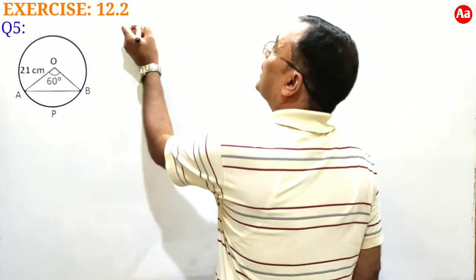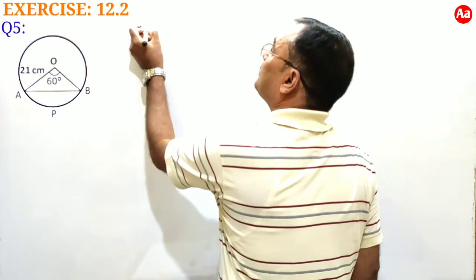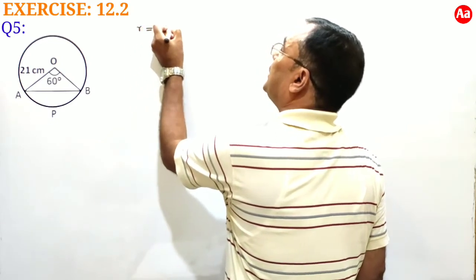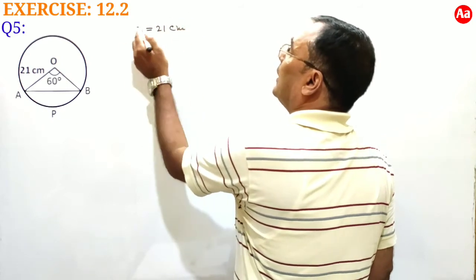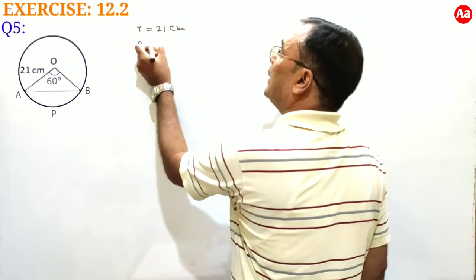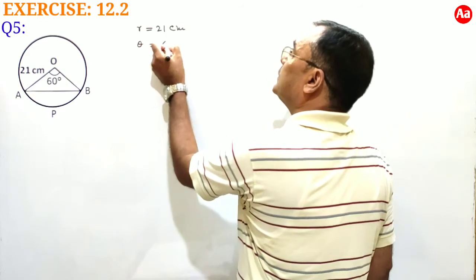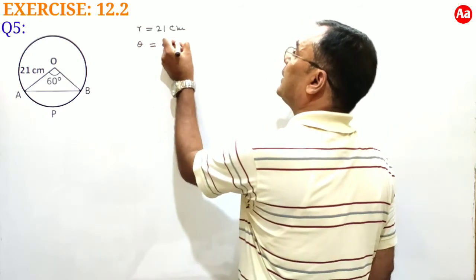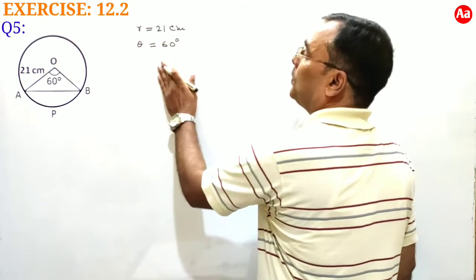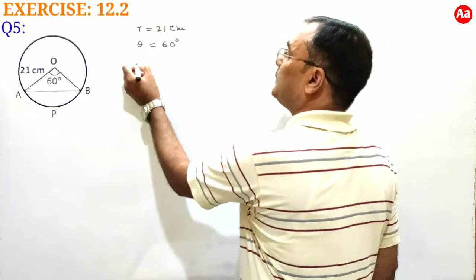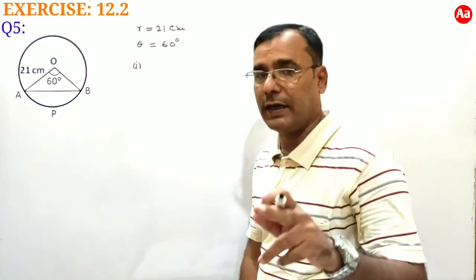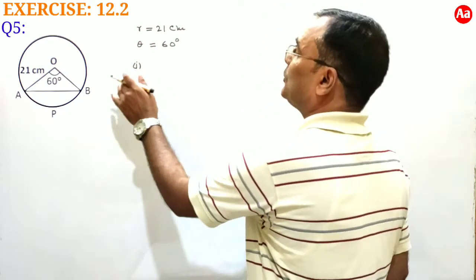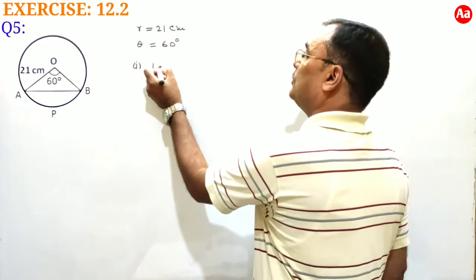Radius of the circle is given, 21 centimeter, and the arc subtends angle theta at the center of the circle, and we have to find the length of the arc APB as shown in the figure.